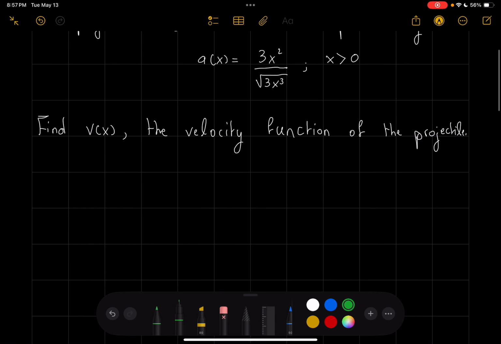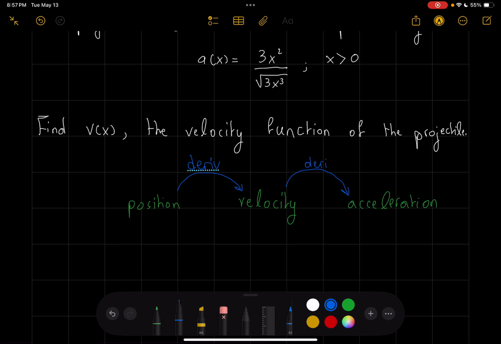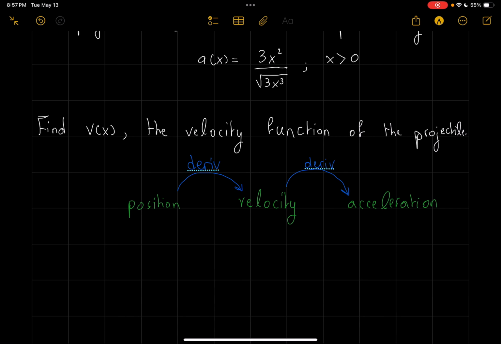Now, before we start this question, you must know that position, velocity, and acceleration are related together in terms of integration and derivative. So, for example, the derivative of position is going to be velocity, and the derivative of velocity is going to be acceleration. Now, the integration of acceleration is going to be velocity, and the integration of velocity is going to be position.